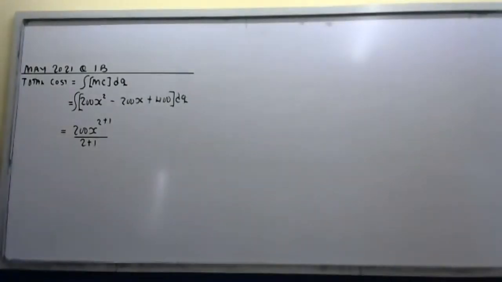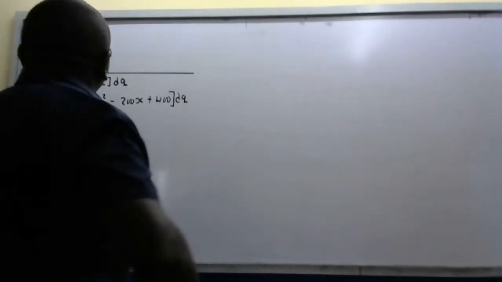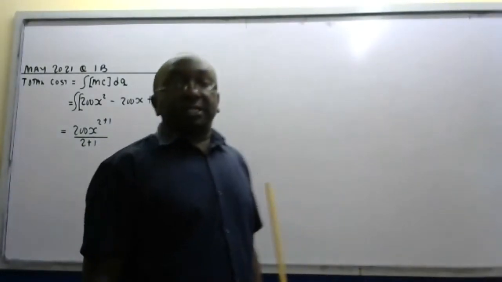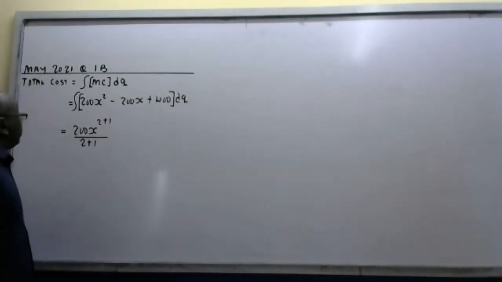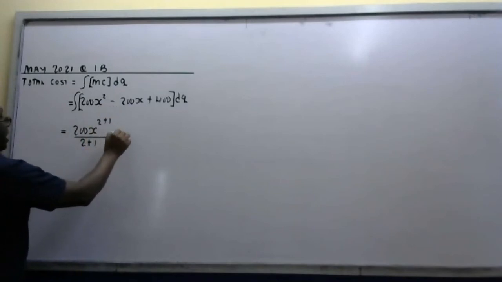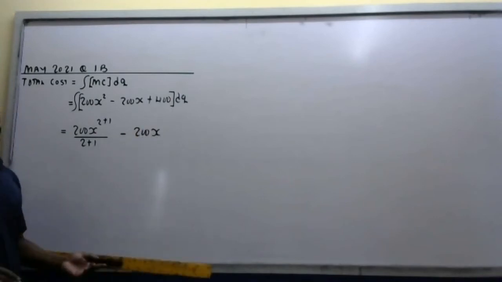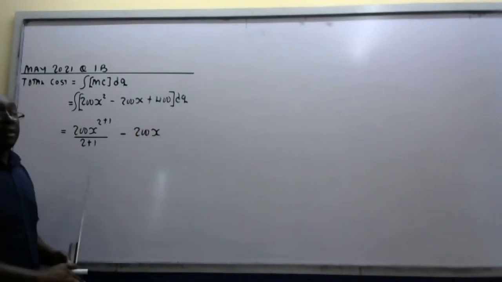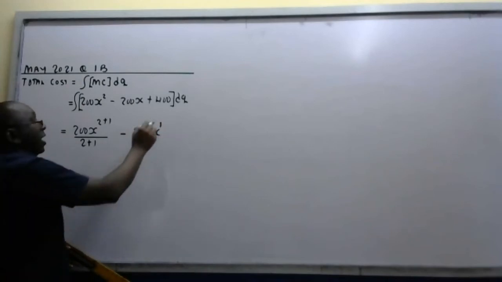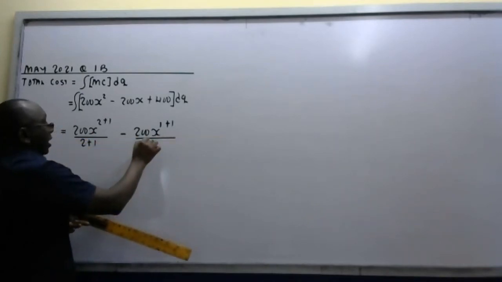Okay, so we can proceed then. I was saying that this process is the opposite of what we normally do. So now when I come here, I'll say minus 200x. If a number is written like this, it is already raised to power 1. So you raise to power 1, then you add back 1, and you divide by the new power, 1 plus 1.